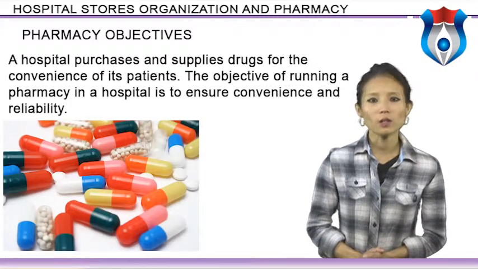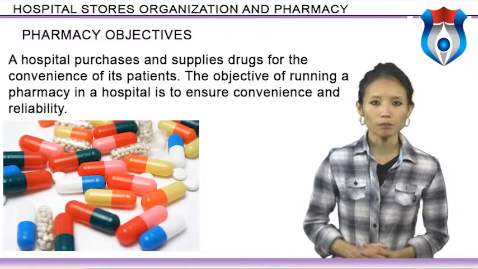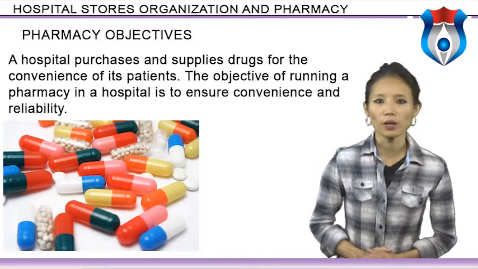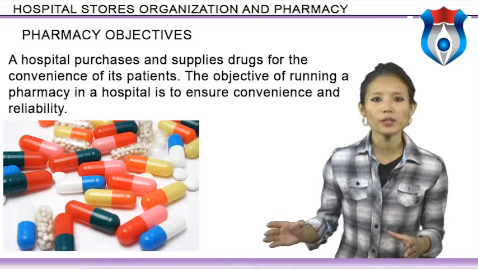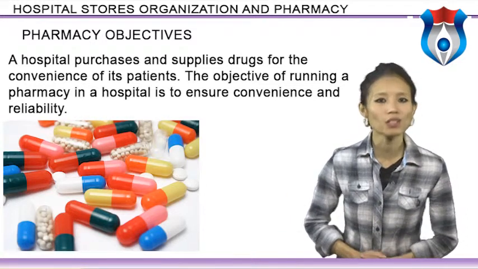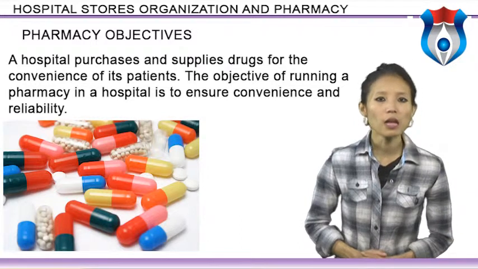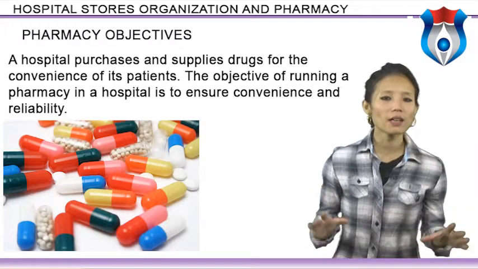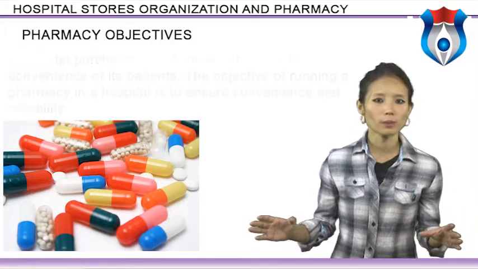Let us now discuss pharmacy objectives. A hospital purchases and supplies drugs for the convenience of its patients. The objective of running a pharmacy in a hospital is to ensure convenience and reliability. These are to provide standard drugs and medicine to the patient, facilitate easy and immediate access to these drugs, maintain an optimum stock level of drugs.